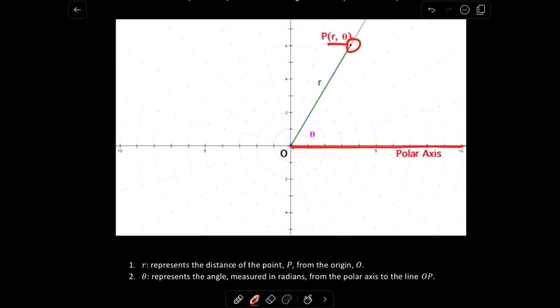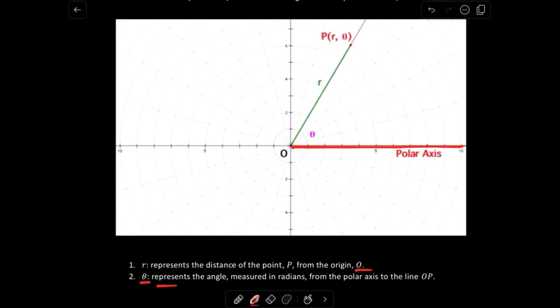So let's look at r first, the first piece of information for this point. So r represents the distance of the point P from the origin O. So here's the origin, right? And r is the distance from the origin to the point P in space. That's why it's called a length, or basically a distance. That's r, super easy.